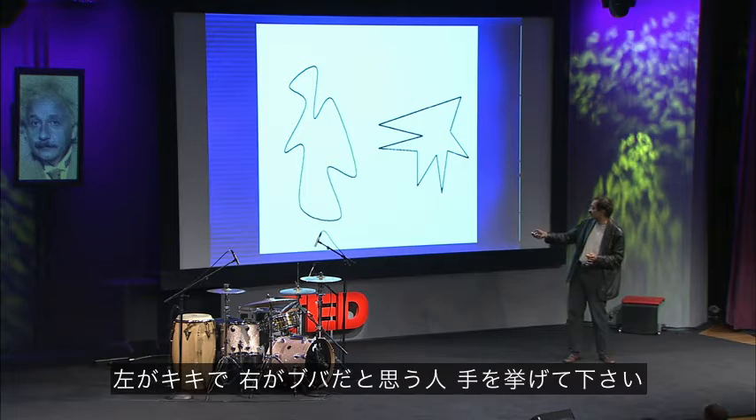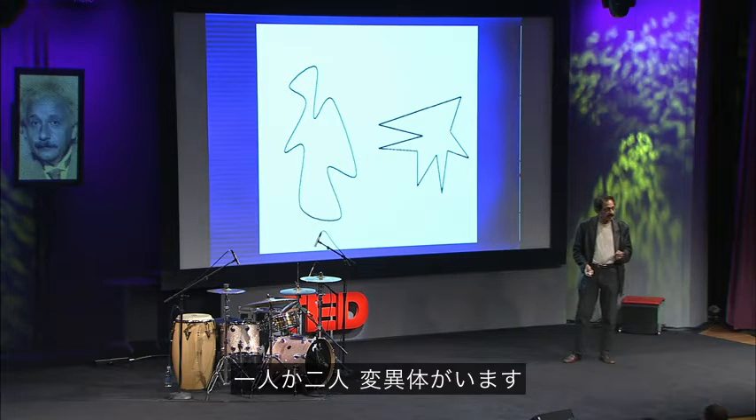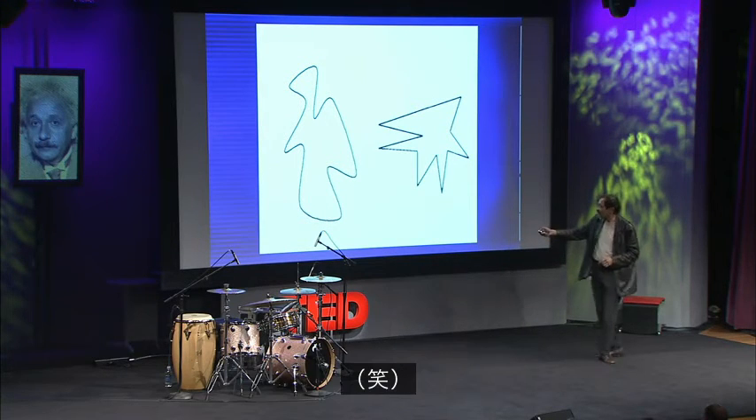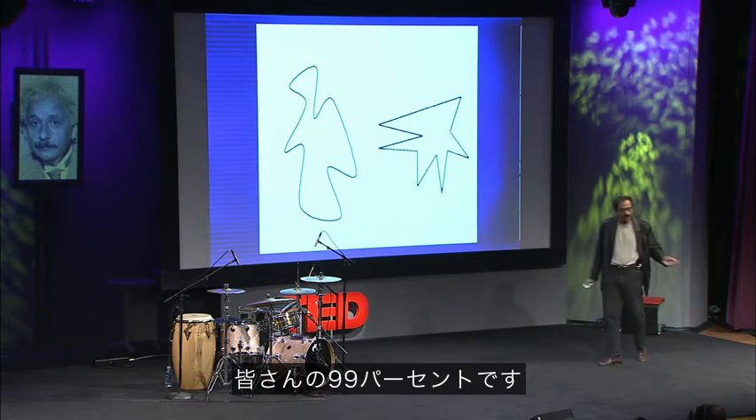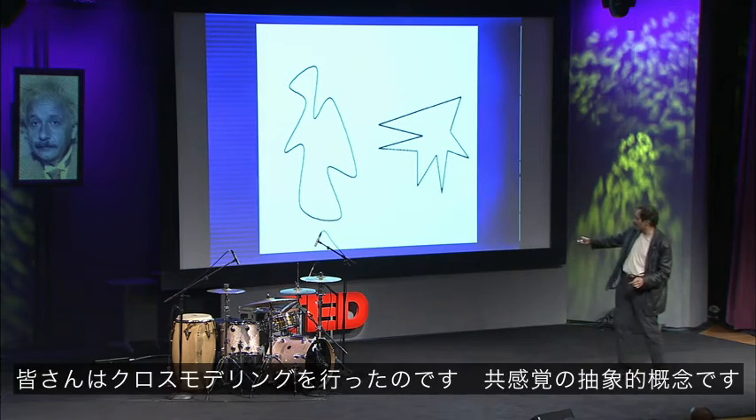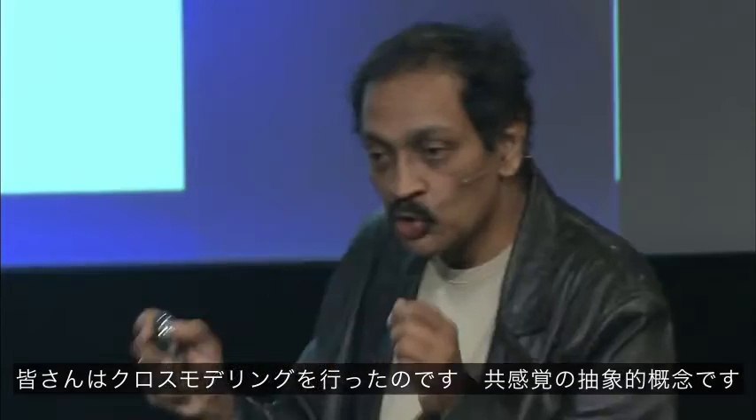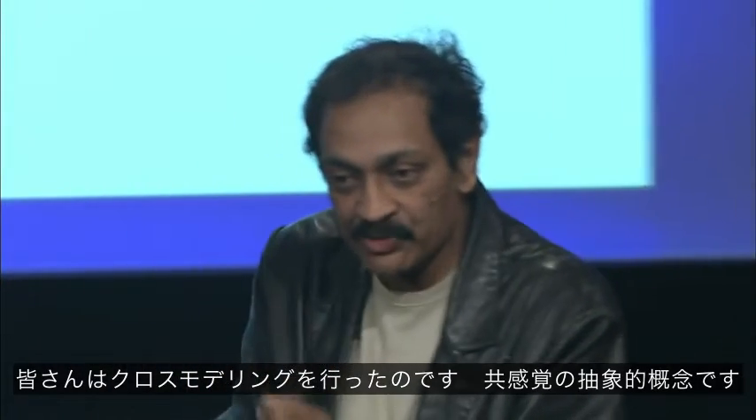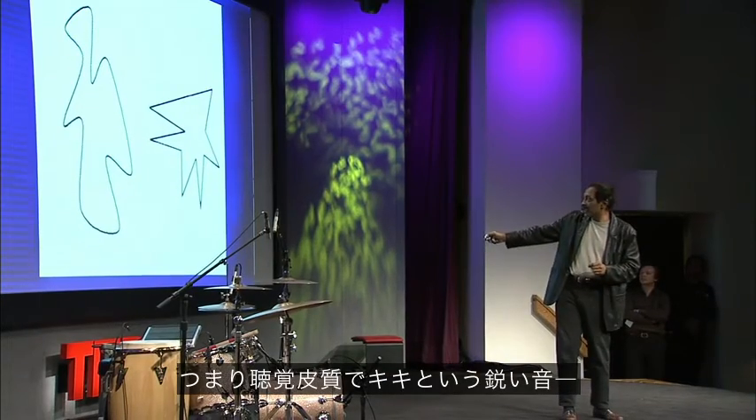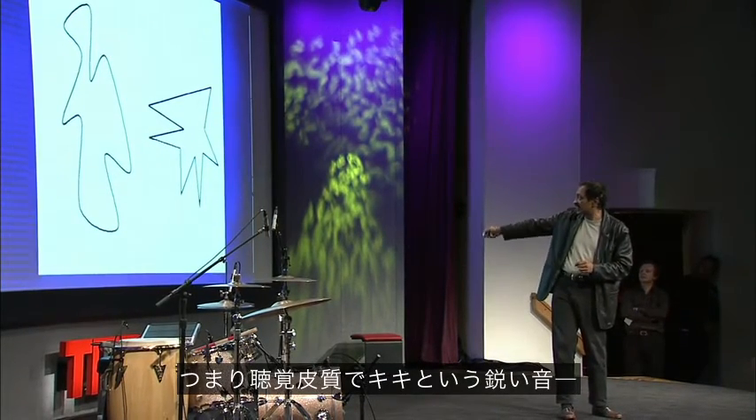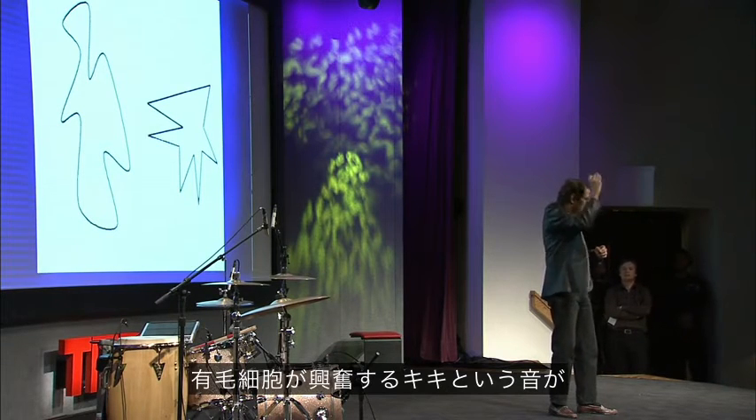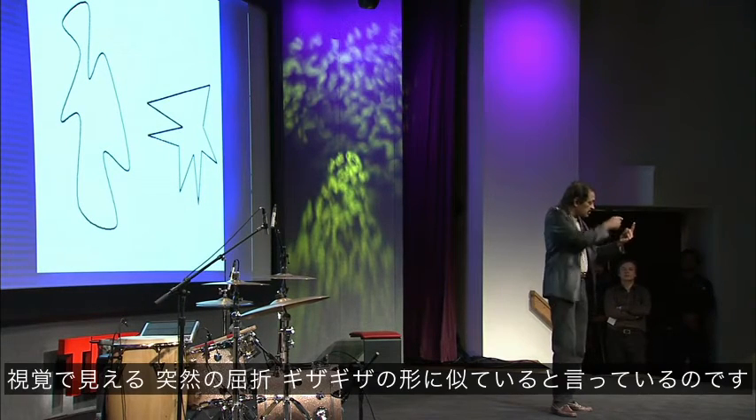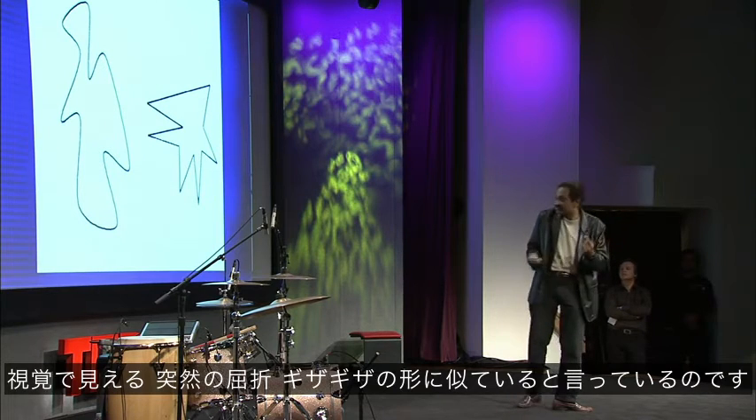How many of you think that's Kiki and that's Booba? Raise your hands. Well, it's 1 or 2 mutants. How many of you think that's Booba, that's Kiki? Raise your hands. 99% of you. Now, none of you is a Martian. How did you do that? It's because you're all doing a cross-modal synesthetic abstraction. Meaning, you're saying that that sharp inflection, ki, in your auditory cortex, the hair cells being excited, ki, mimics the visual inflection, sudden inflection of that jagged shape.